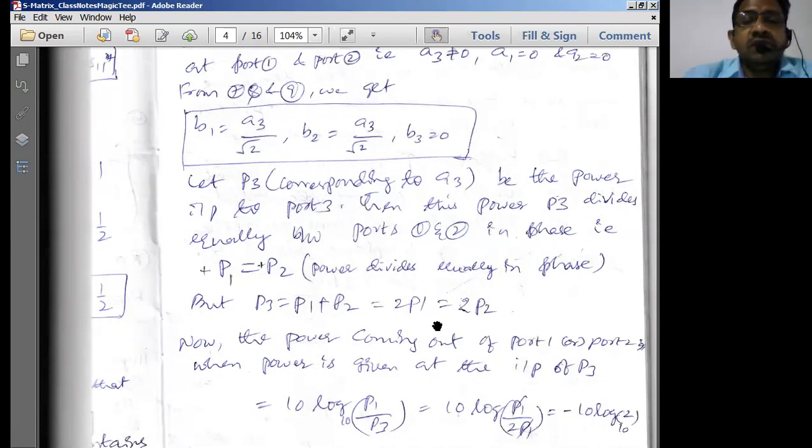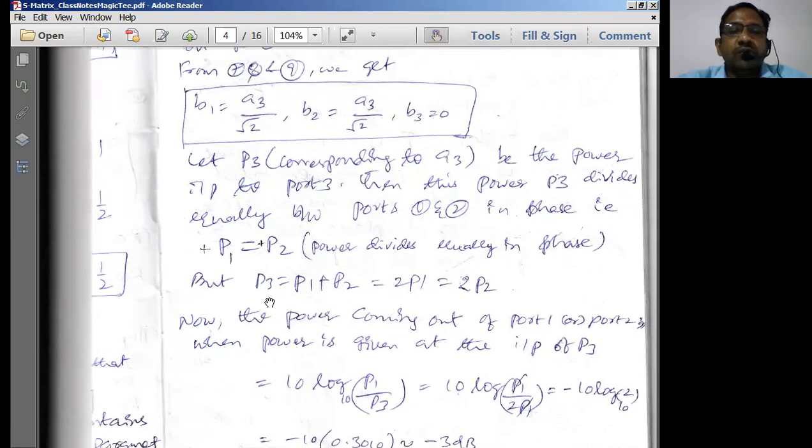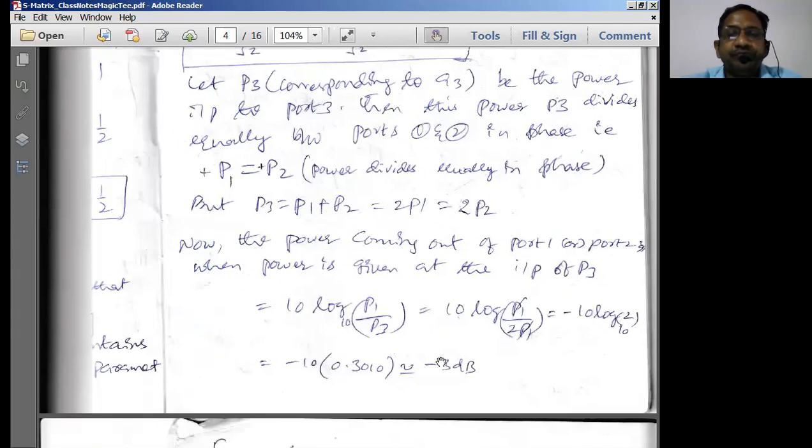So this is the equation that we have got: A3 by root 2, A3 by root 2. Let P3, which is the port 3 input corresponding to A3, be the power input to port 3. Then this power P3 divides equally between port 1 and 2 in phase. That is, the phase is the same. That means if it is plus, both sides will be plus. If it is minus, both sides will be minus. So power divides equally in phase. Therefore, P3 is equal to P1 plus P2, and it is going to be the same phase, so I can write it as 2P1 or 2P2.